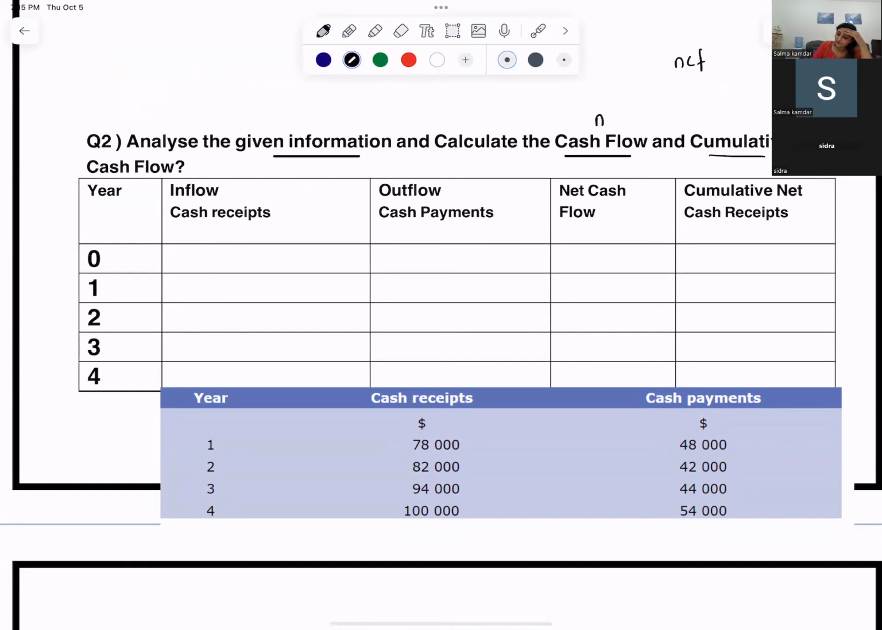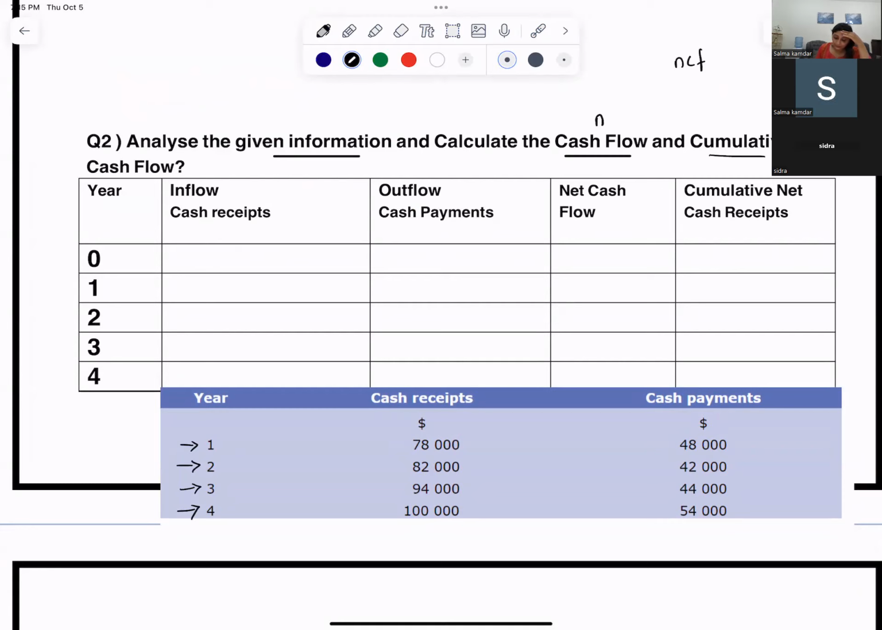First you have your net cash flow. Okay, how do you get the net cash flow? Cash inflow minus cash outflow. Okay, now you have 4 years. One is your year one, year two, year three, and year four, right?